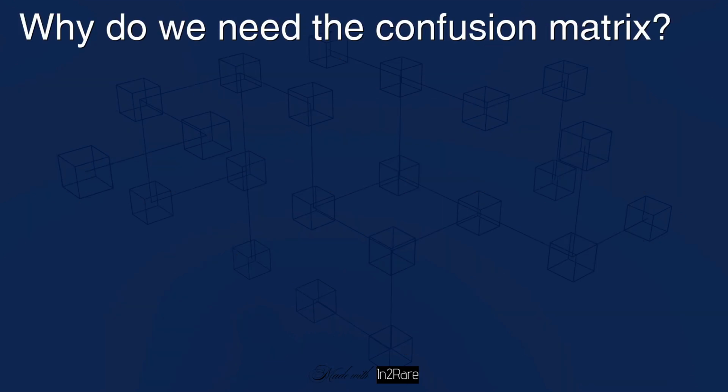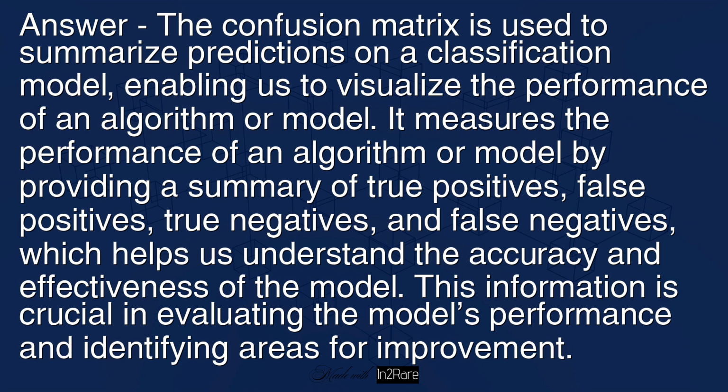Why do we need the confusion matrix? Answer: the confusion matrix is used to summarize predictions on a classification model, enabling us to visualize the performance of an algorithm or model. It measures the performance of an algorithm or model by providing a summary of true positives, true negatives, false positives, and false negatives, which helps us understand the accuracy and effectiveness of the model. This information is crucial in evaluating the model's performance and identifying areas for improvement.